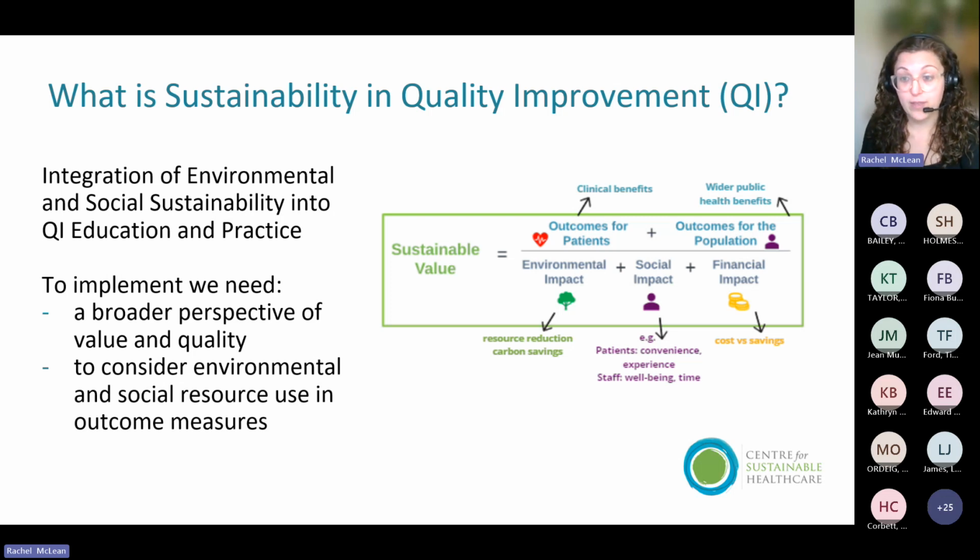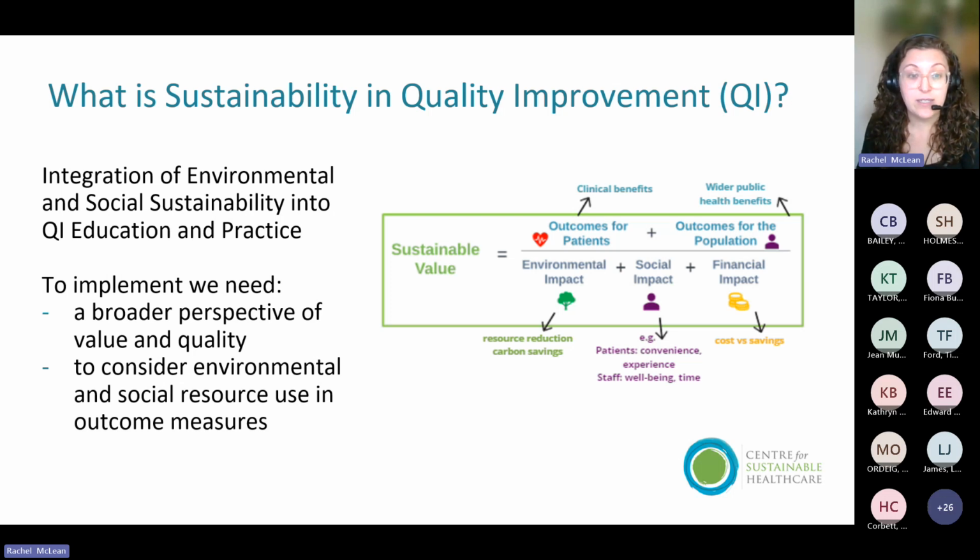So we're, of course, still thinking about clinical and health outcomes for patients and service users. So at a very minimum, maintaining these, and obviously, if we can, improving these outcomes while reducing environmental harm, financial waste, and adding social value at every opportunity. Social value can come through in lots of different ways, but a few examples on the screen are around improving convenience or experience for patients, and for staff, it could be improving their well-being or saving them time, making it easier for them to do their job.